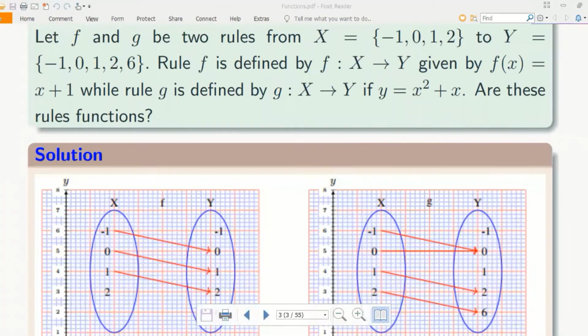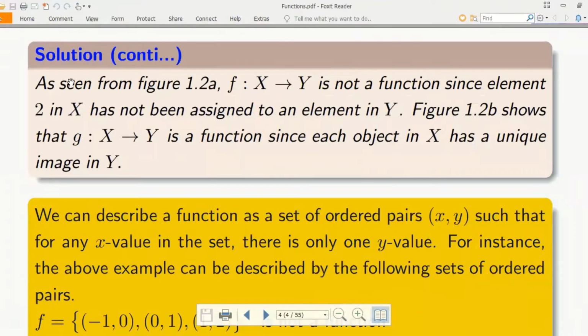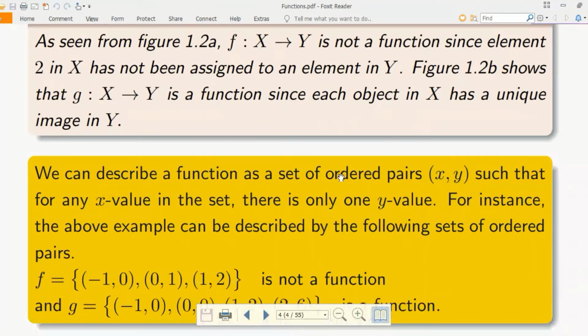So let me look at the explanation. I have written the explanation here. Let's just go through them, or I've already explained. You can have this, which assigns elements of X to those of Y, if X has not been assigned to an element in Y. I already explained that. Since each object in X has one image, there is only one image.